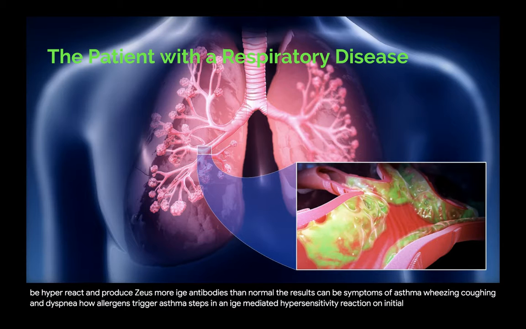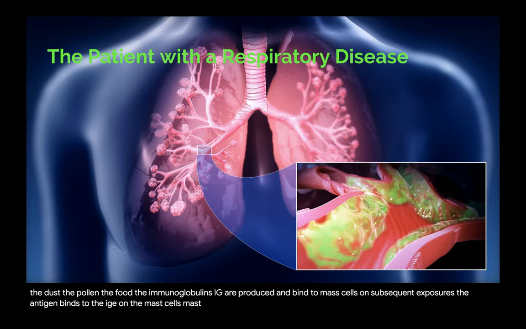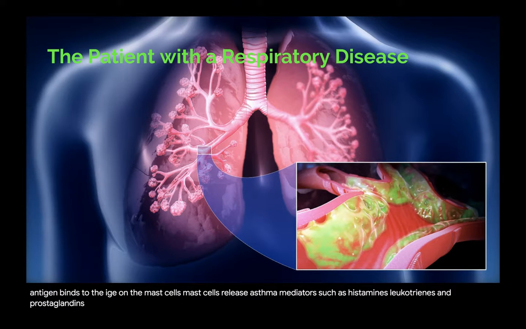On initial exposure to the allergen, the dust, the pollen, the food, the immunoglobulins IgE are produced and bind to mast cells. On subsequent exposures, the antigen binds to the IgE on the mast cells. Mast cells release asthma mediators such as histamines, leukotrienes, and prostaglandins. Asthma mediators cause bronchoconstriction, vasodilation, and mucus production. The result is wheezing, coughing, and dyspnea.